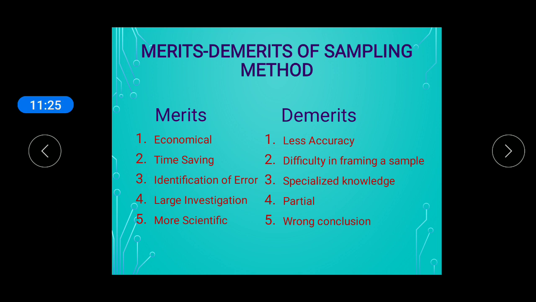Next is partial. It is only a partial investigation of the universe. The investigator's bias in the selection of the sample is not ruled out. Accordingly, the result may be biased as well. Next, wrong conclusion. Dear students, if the selected sample does not represent the characteristics of the universe, the study may end up with a wrong conclusion.